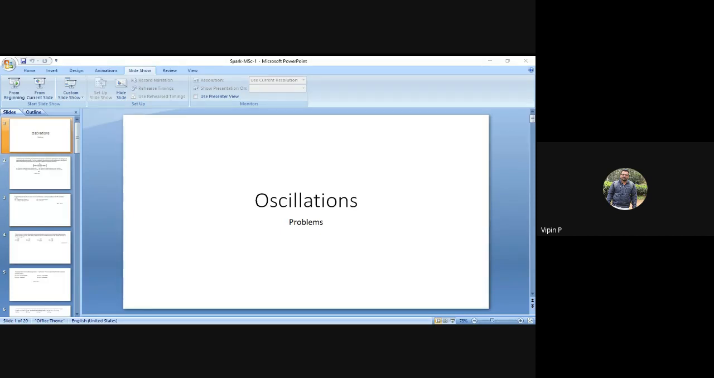So this is how you displace it, and this distance is basically x. And let's say the length of the spring is L.